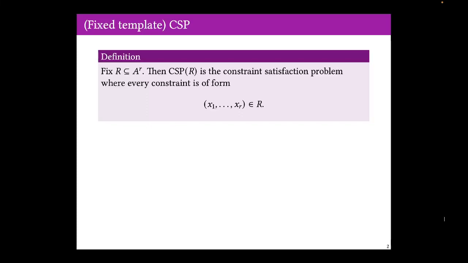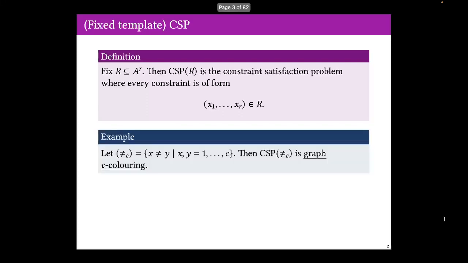Consider some relation R. Then we define CSP of R as being the constraint satisfaction problem where every constraint is of the form some tuple of variables belongs to the relation R. For example, let not equal C be the binary disequality relation on domain 1 up to C. Then not equal C is precisely graph C coloring.